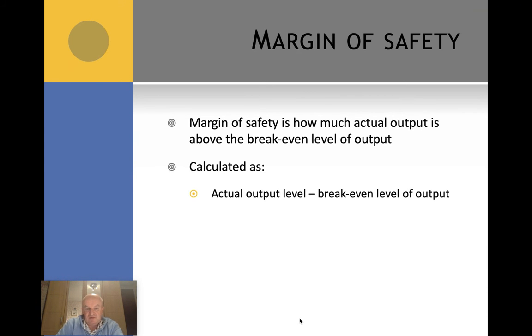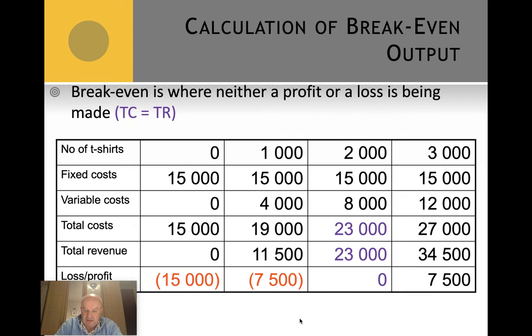Basically, we calculate it by taking the actual output level that we're producing at, and we take away the break-even level of output. So if we go back and take a look at this scenario here, let's say that our break-even output was 2,000 units. We know it's 2,000 units based on our example.